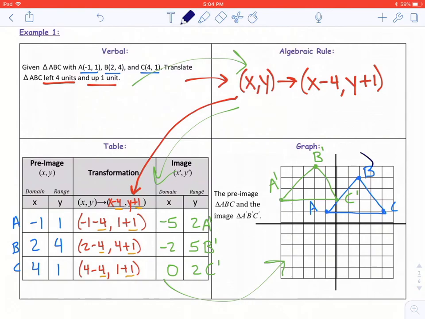So from B to B prime, for example, we would have to move up 1 and left 4. So notice that coordinates with what we told ourselves from our verbal description. It was left 4 and up 1. So from A to A prime, notice you have to go left 4, up 1. From C to C prime, you have to go left 4, up 1, and so on. So they all go hand in hand with one another.